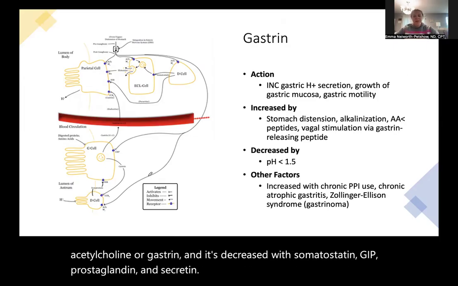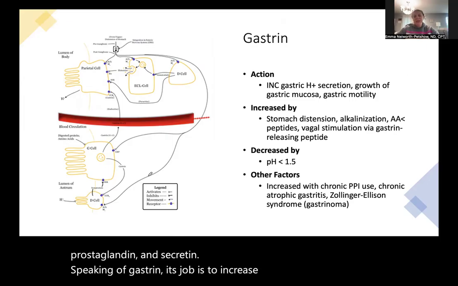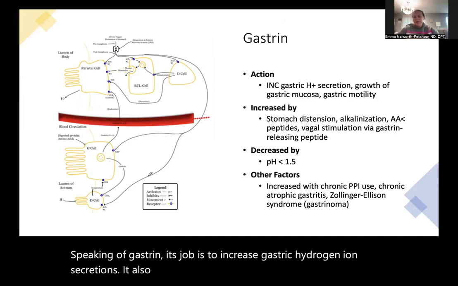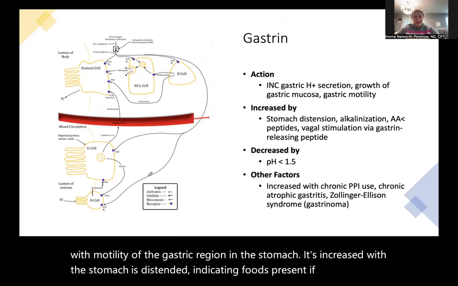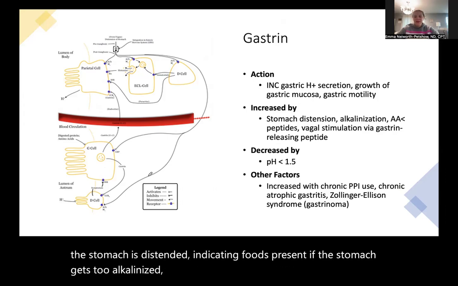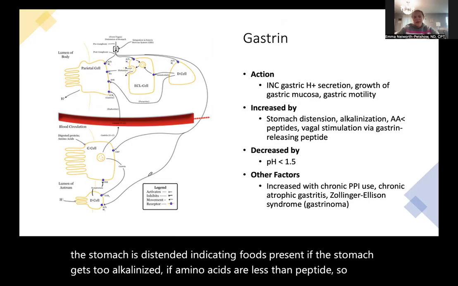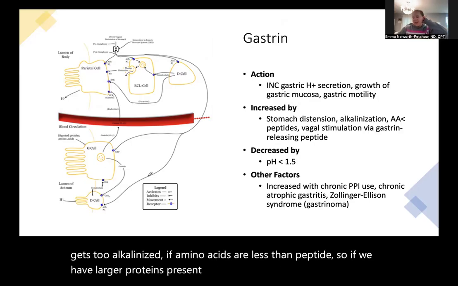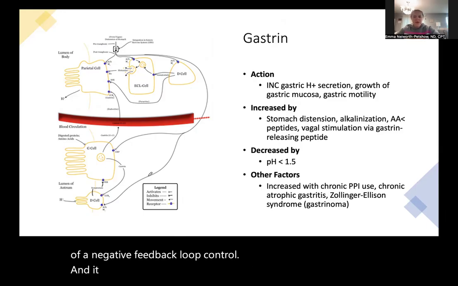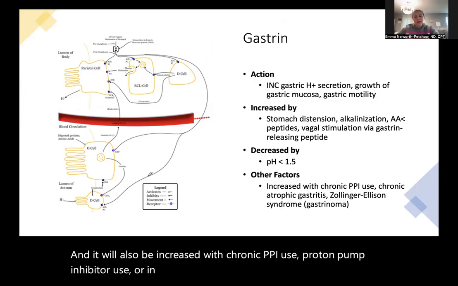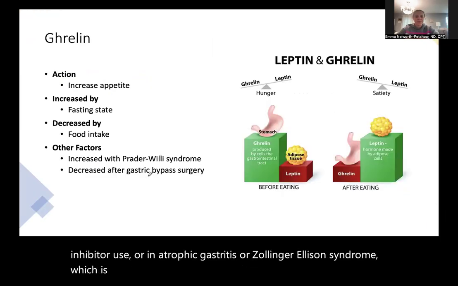Speaking of gastrin, its job is to increase gastric hydrogen ion secretions. It also can help with growth of the gastric mucosa and with motility of the stomach. It's increased when the stomach is distended, indicating food's present, if the stomach gets too alkalinized, if amino acids are less than peptides, so if we have larger proteins present, and with vagal stimulation via gastrin releasing peptide. It's decreased when the pH is really low as part of a negative feedback loop control. And it will also be increased with chronic PPI use, proton pump inhibitor use, or in atrophic gastritis or Zollinger-Ellison syndrome, which is a gastrinoma.